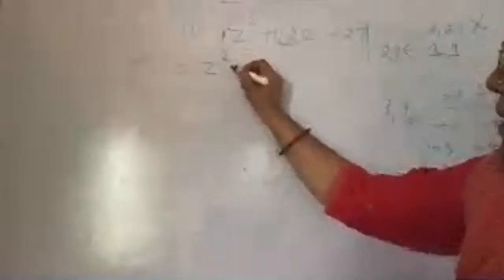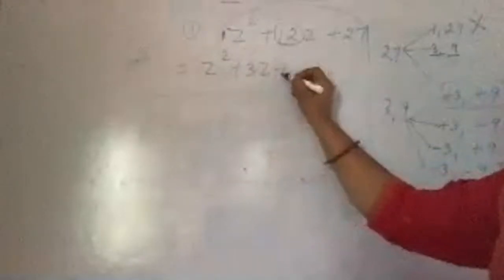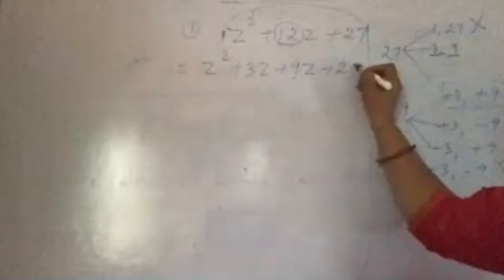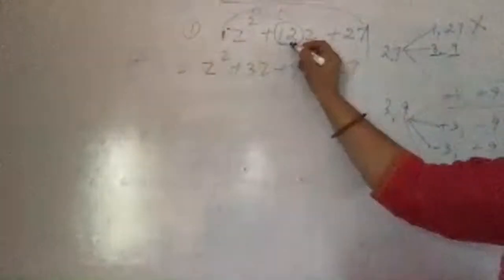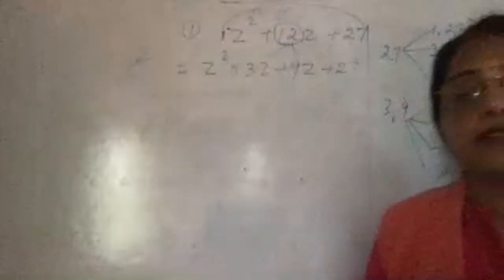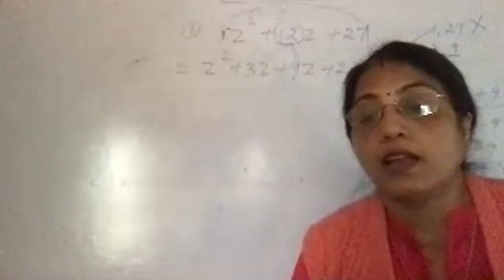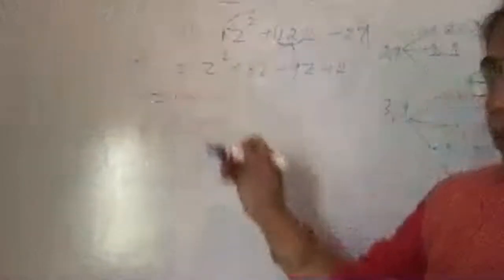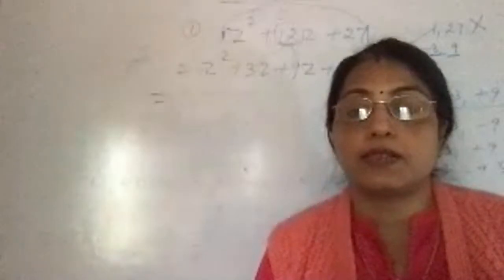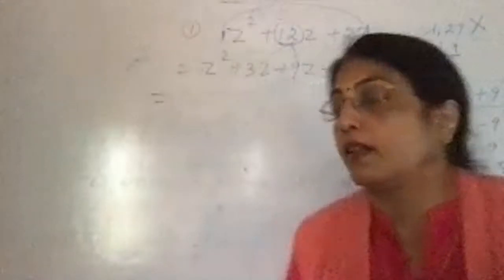And we are writing here z square plus 3z plus 9z plus 27. Only this one we have broken. 12z we are writing as 3z plus 9z. Can we write it? Now after this we have done regrouping the terms. So we regroup the terms and take common.